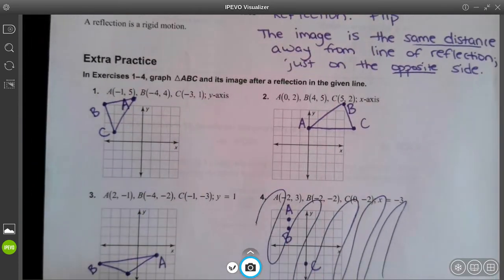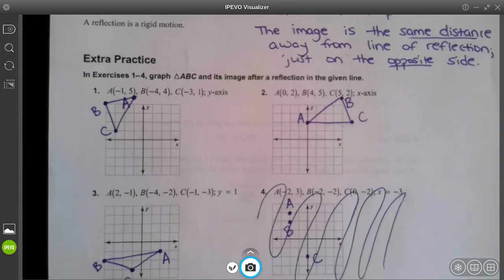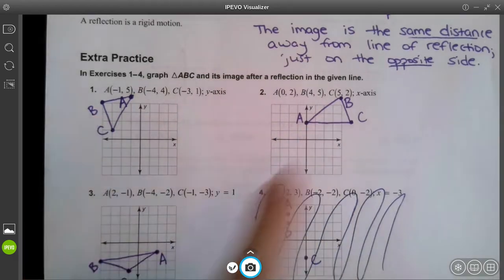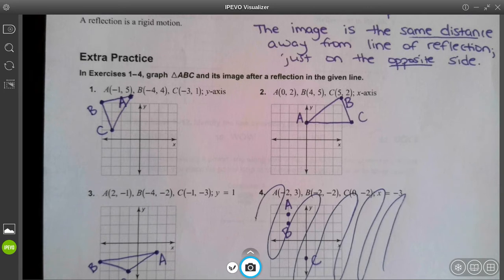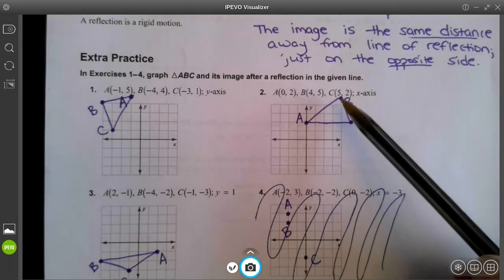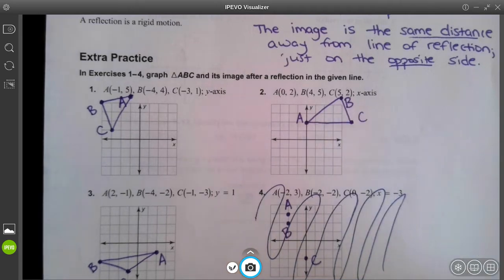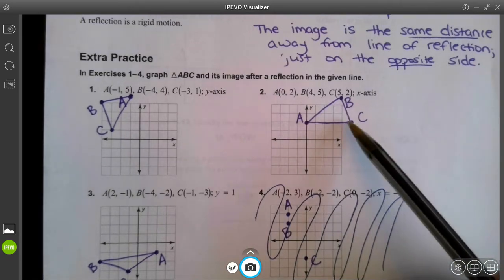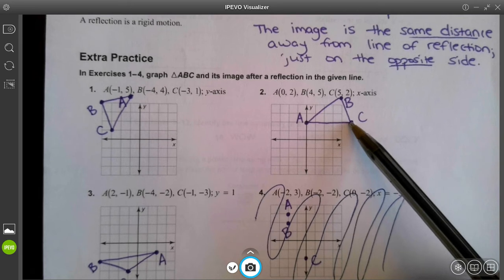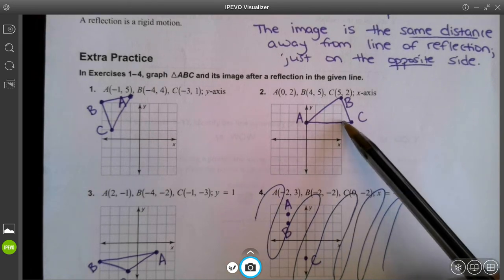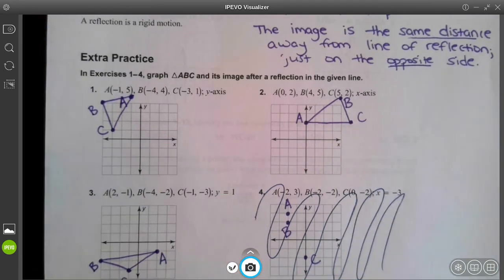So in 1, 2, and 3, I went ahead and I already graphed the pre-image in each of those graphs. So go ahead and pause the video and graph those pre-images. You're going to notice that some of these kind of run off the graph a little bit. So I just kind of estimated where that point would be off the grid.